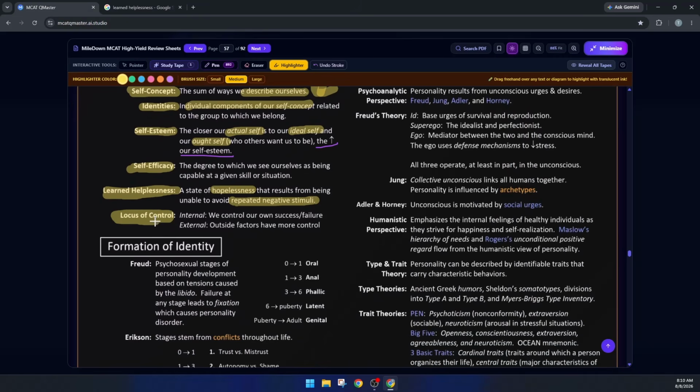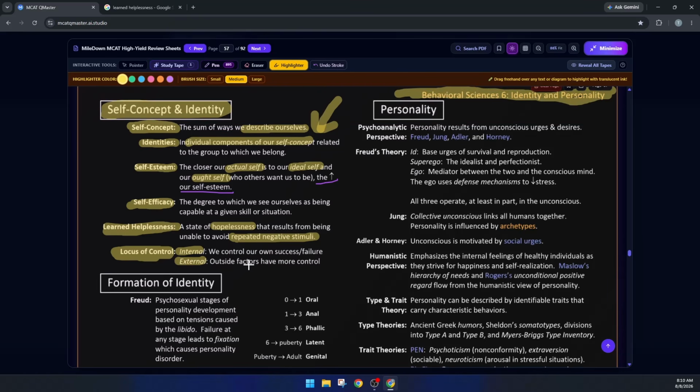Locus of control. Locus of control can be internal or external. Locus of control is kind of like a spectrum. Some people can have more internal locus of control than others, and some people can have more external locus of control than others. An internal locus of control is where we believe we control our own success and failure. An external locus of control is when we believe that outside factors have more control over what happens to our lives. I don't want to get too in-depth with it, but think about examples in your own life, and also think about these definitions and how they apply.